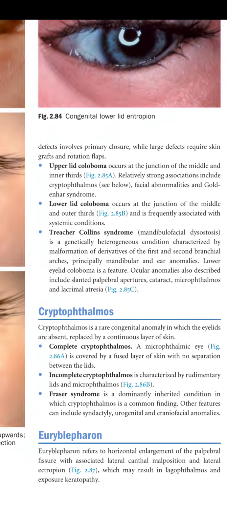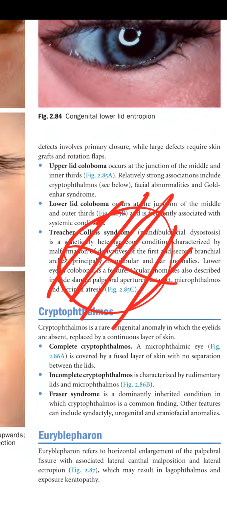Cryptophthalmos is a rare congenital anomaly in which the eyelids are absent, replaced by a continuous layer of skin. So in case of cryptophthalmos, you will not see the eyelid. There will be skin present in front of the eye, and it can be complete and incomplete as well.